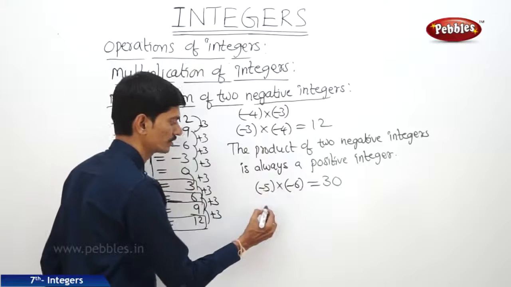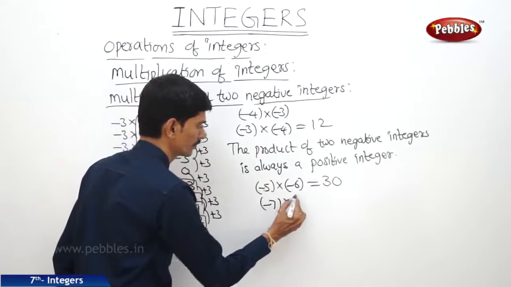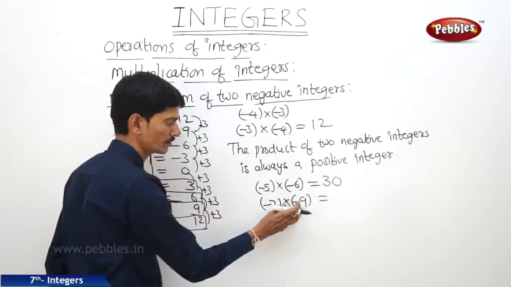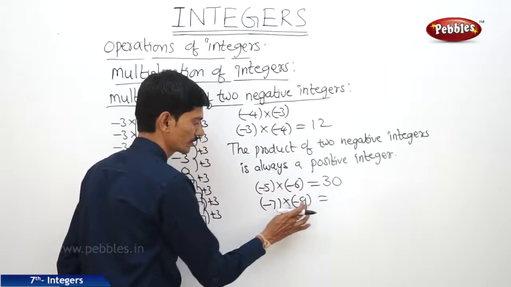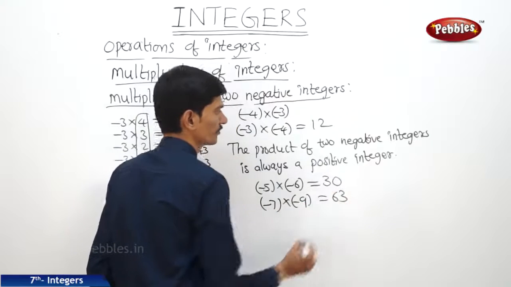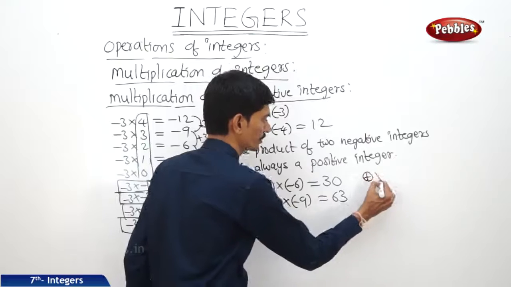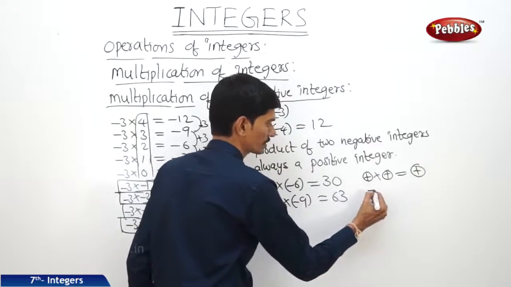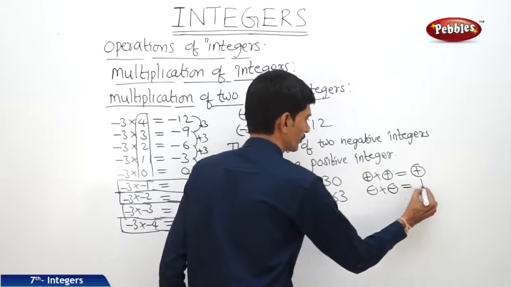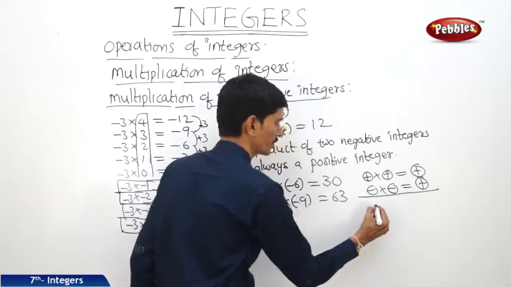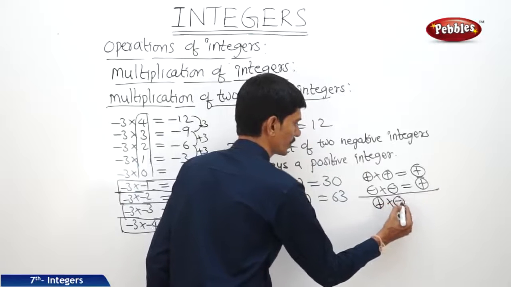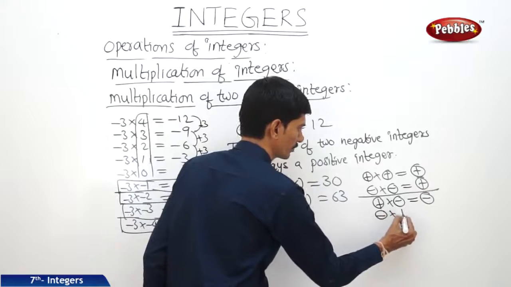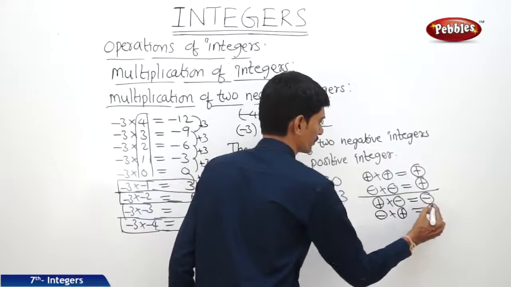So we can write minus 7 into minus 9 equals, here also the product of two negative integers is a positive integer, that is positive. 7 nines are 63, so plus 63. The product of two positive integers is a positive integer. The product of two negative integers is also a positive integer, and the product of a positive integer and a negative integer is a negative integer, and the product of a negative integer and a positive integer is also a negative integer.